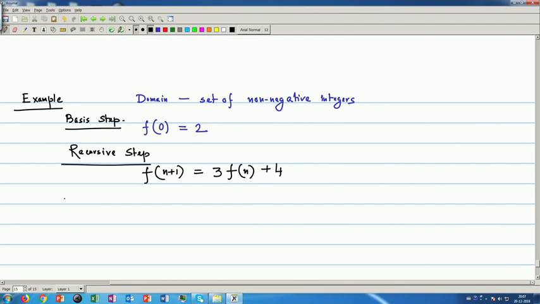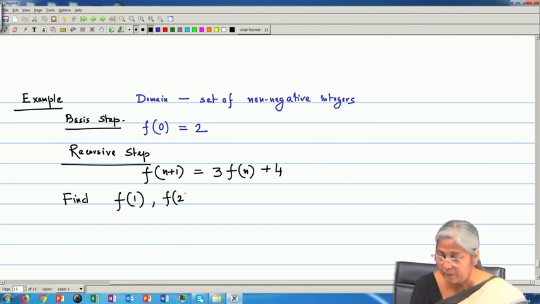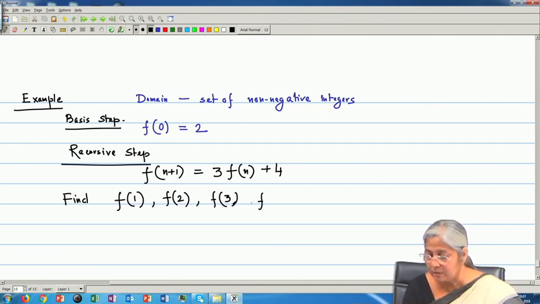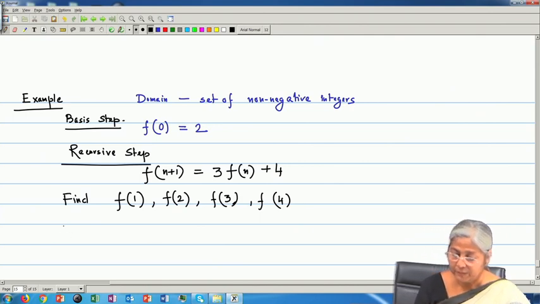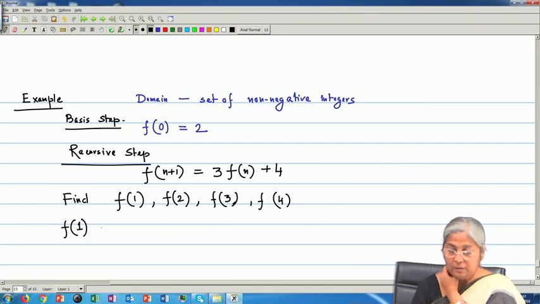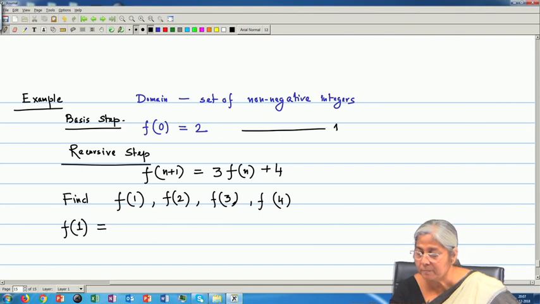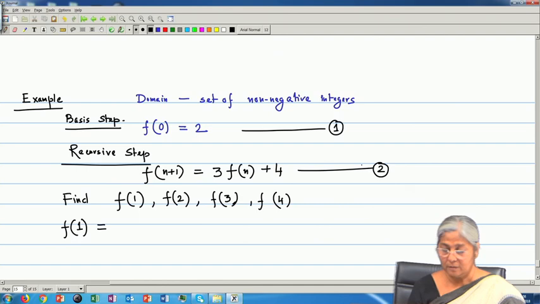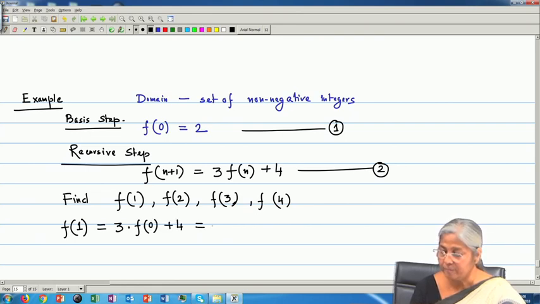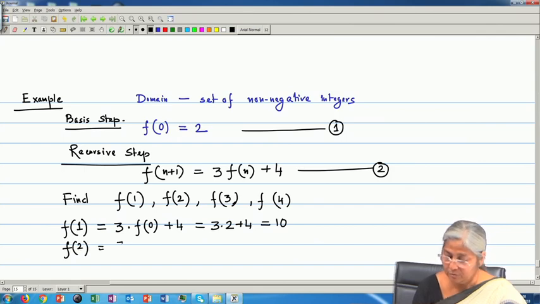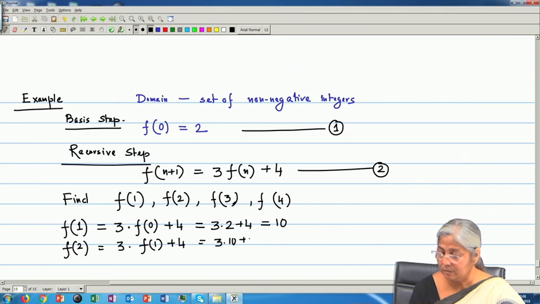So, now we can find f of 1, f of 2, f of 3, f of 4 and so on. How can we do this recursively? We can use the relation: this is my basis step and this is my recursive step. So, f 1 is 3 f 0 plus 4, which is 3 into 2 plus 4 equal to 10. Similarly, what is f 2? f 2 is 3 f 1 plus 4, which is 3 into 10 plus 4.